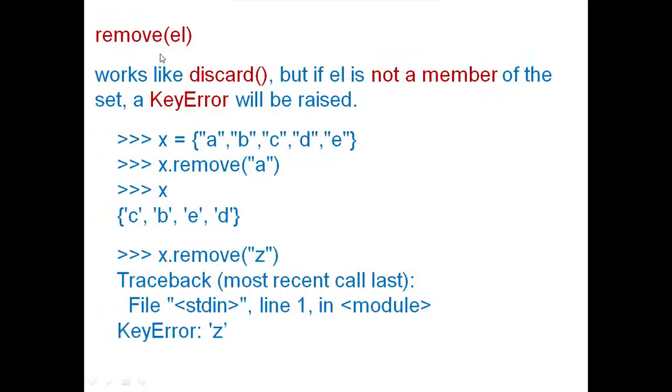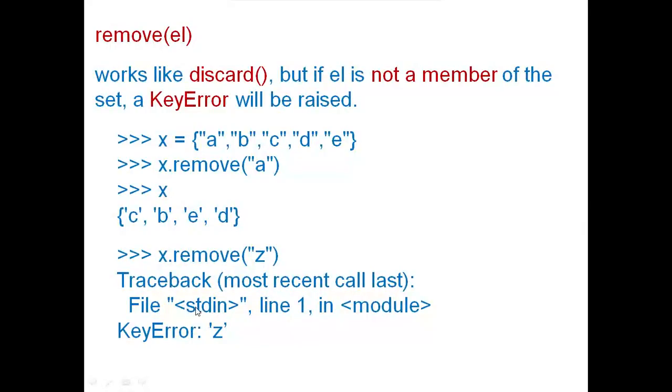The equivalent function is remove, but there is a difference between remove and discard. Remove behaves in the same way as discard when the element is in the set. So if I say X dot remove of A, element A is in the set, so it will be removed. The output will be equivalent to discard. But when I try to remove an element which is not in the set, now I say X dot remove of Z, Z is not in the set X. In that case, I will get an error.